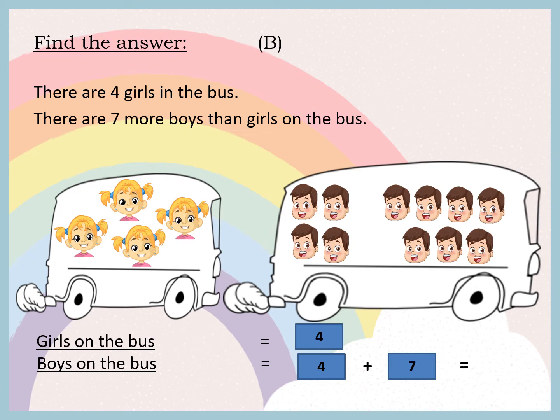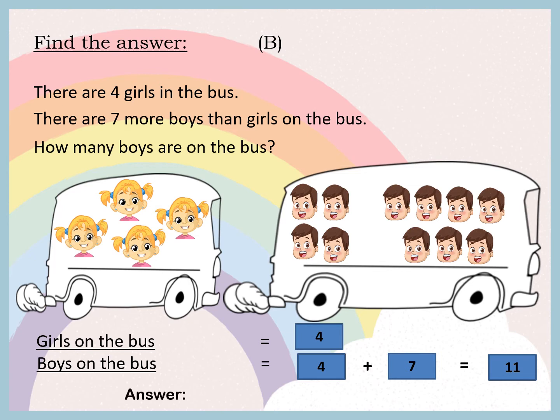So what's the answer? How many boys are there on the bus? 4 plus 7 equals 11. So there are 11 boys on the bus. So the bus is carrying 11 boys and 4 girls. So we are going to answer the question, how many boys are on the bus? There are 11 boys on the bus. Do you understand this question?